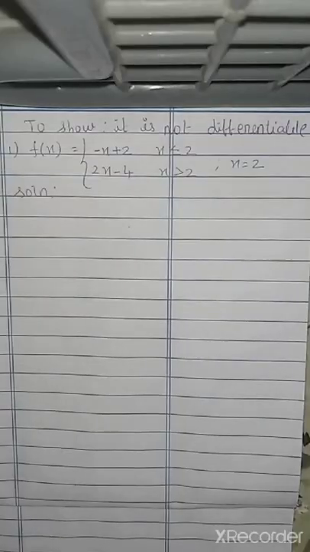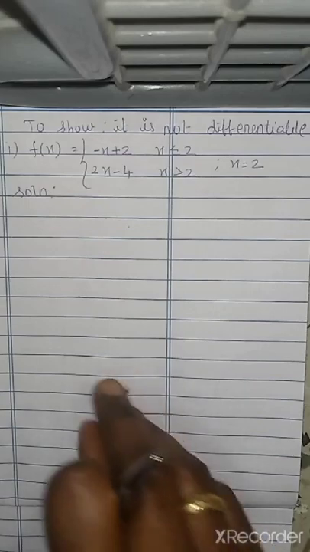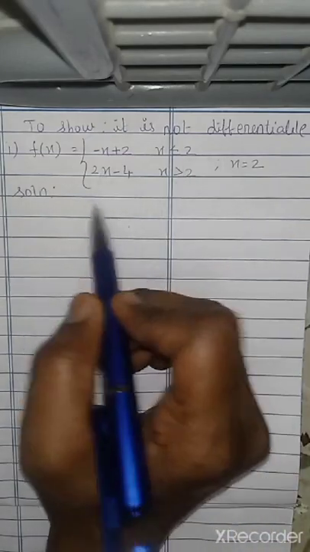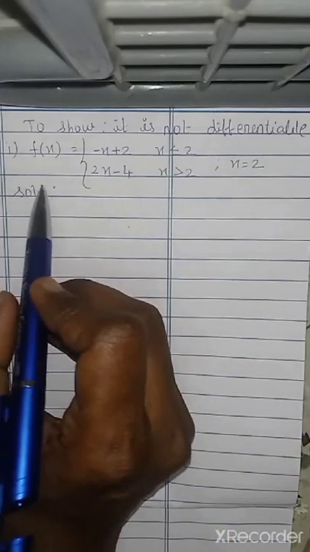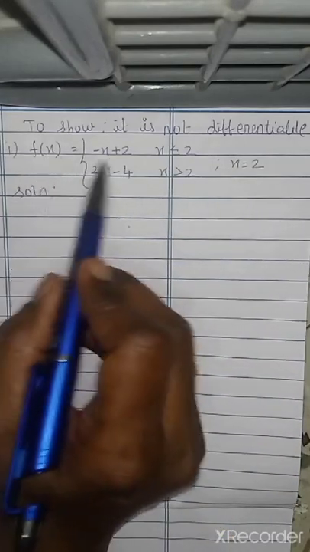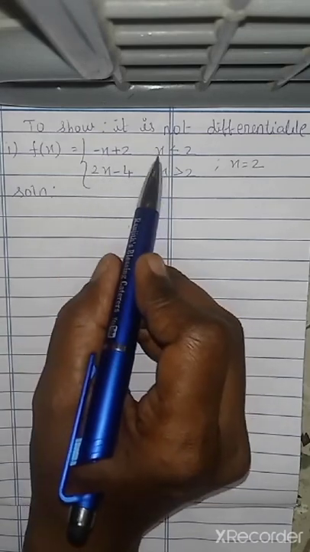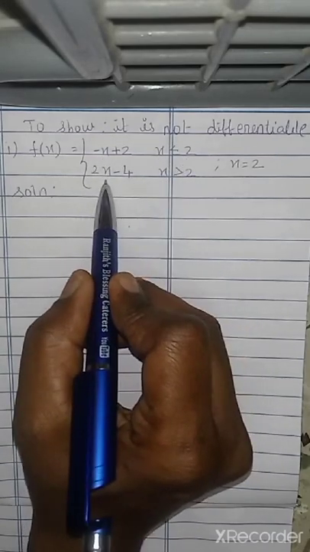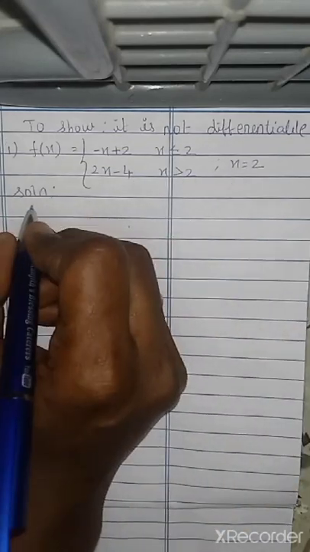Next problem. Show that the following functions are not differentiable at the indicated values of x. So we are going to show that this function is not differentiable at the point. Here the first question is f(x) equal to minus x plus 2 when x is less than or equal to 2, and 2x minus 4 when x is greater than 2, at the point x equal to 2.